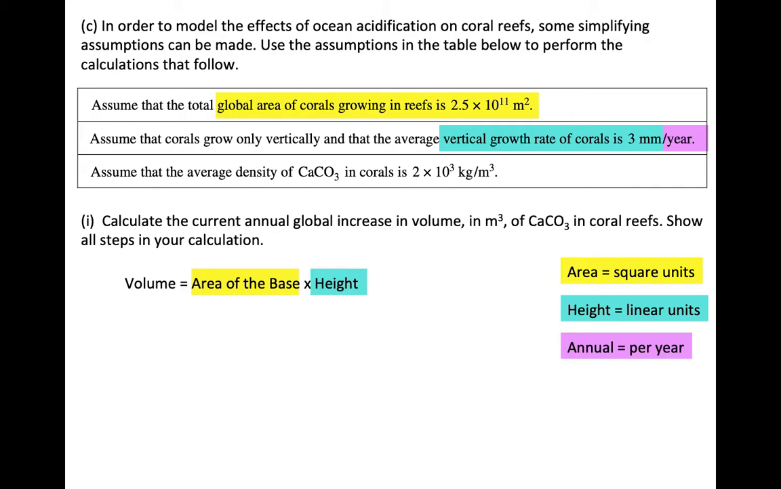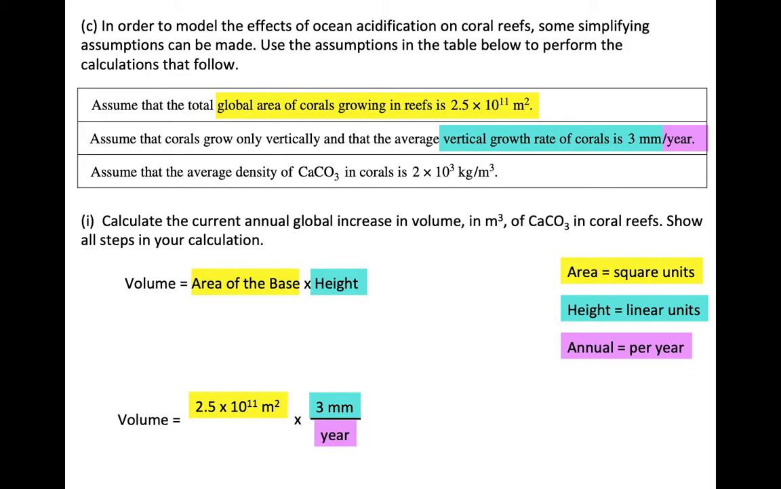And so if you look at the question, it says calculate the current annual global increase in volume. And so all of this is going to work together to what we want. So our volume is equal to the area of the base, which is 2.5 times 10 to the 11th meters squared, and then times the height, which is 3 millimeters per year. So we've got that annual aspect going on. Now, I want my volume in cubic meters, meters times meters times meters. But if I look at my current equation, I have meters times meters for the meters squared times millimeters.